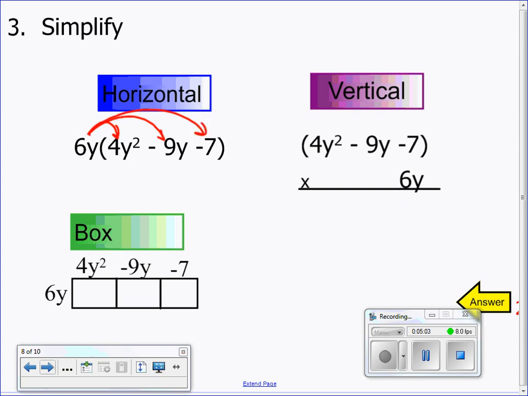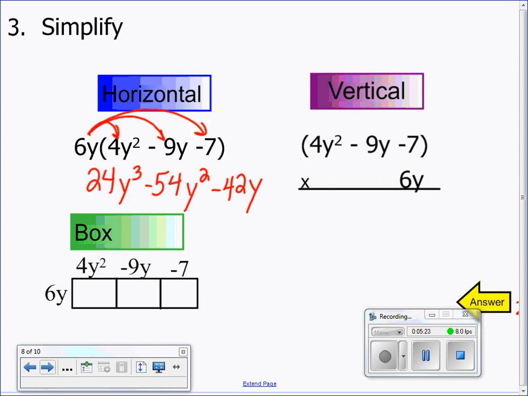So we have 6 times 4, which is 24. Y times y squared, which is y cubed. 6 times 9, which is minus 54. Y times y, which is y squared. And then 6y times minus 7, which is negative 42y.